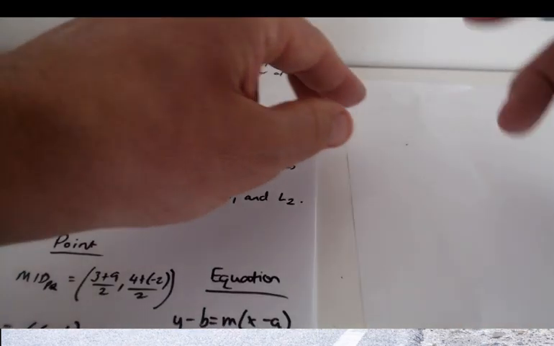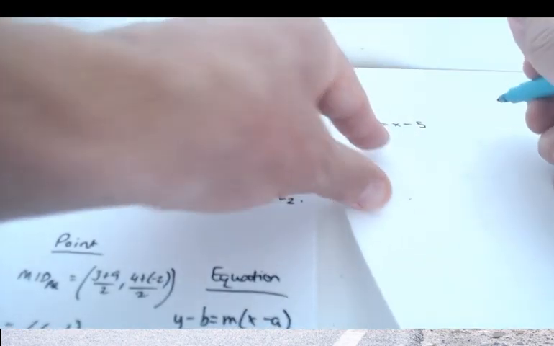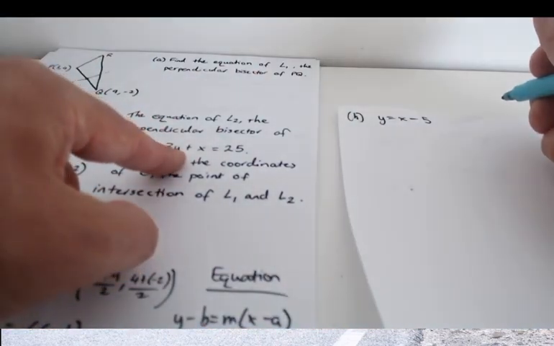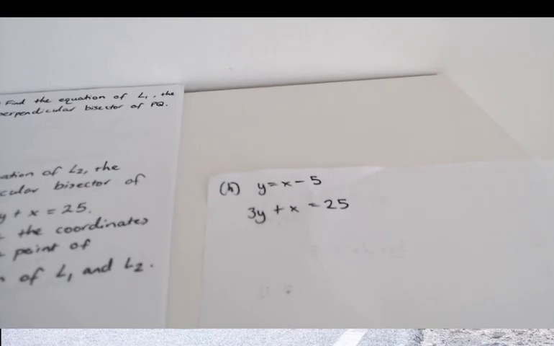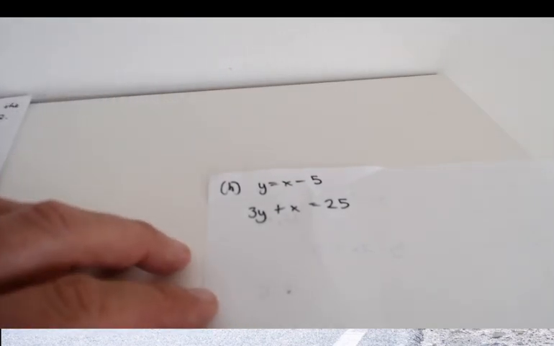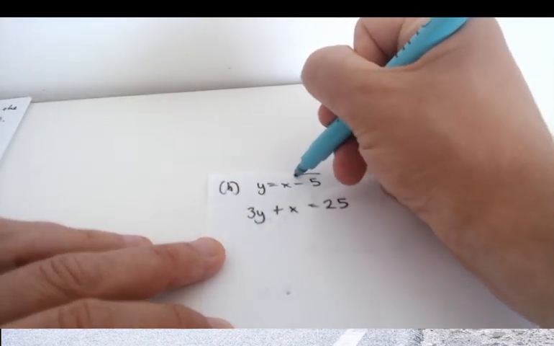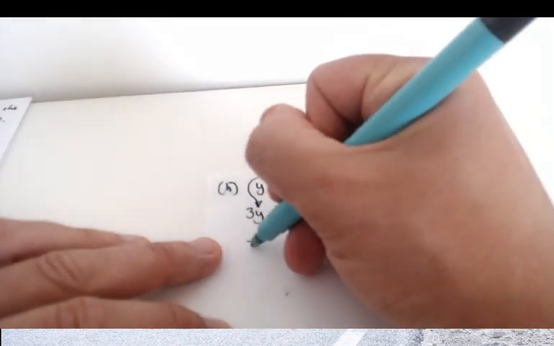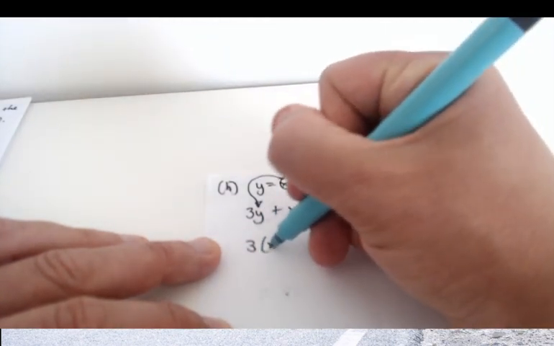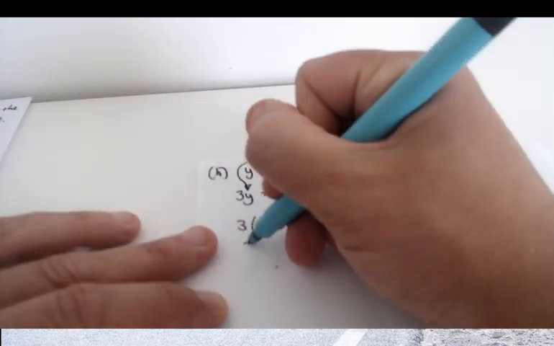So I have my answer from part A, which is y equals x minus 5. That's the equation of the line that we're using. And then we have the equation of L2, which they've given us, which is 3y add x equals 25. Again, I've got two equations happening at once. I'm going to solve them using simultaneous equations, but again I will use the substitution method because this says y equals x minus 5. So that is going to substitute in there. So I'll write this out. 3y, well it's not y because it's been replaced by x minus 5, add x equals 25. Multiply out the bracket.